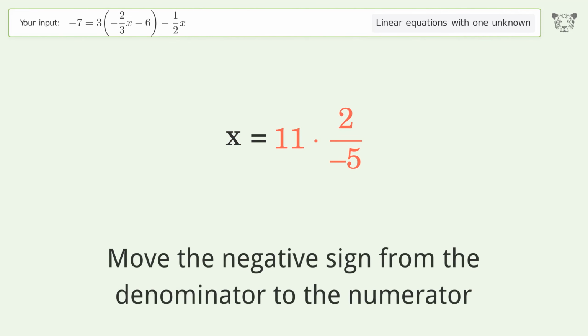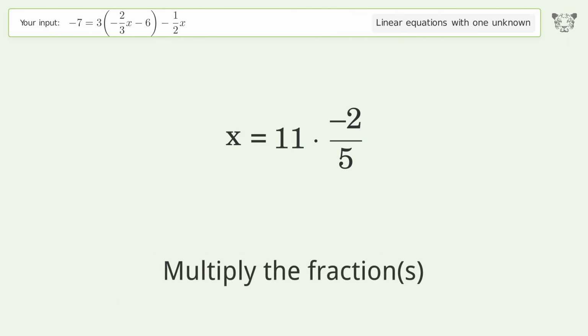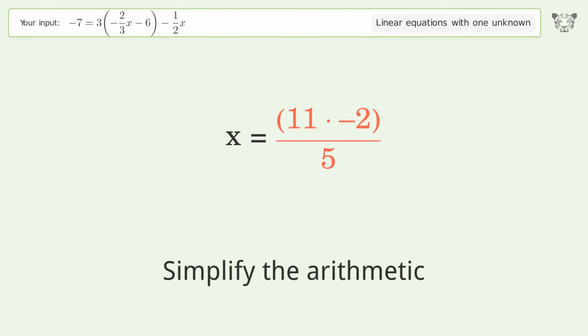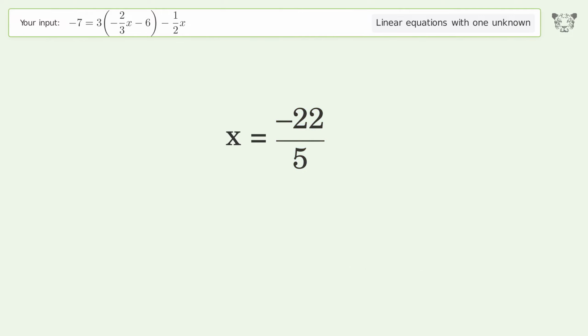Move the negative sign from the denominator to the numerator. Multiply the fractions. Simplify the arithmetic. And so the final result is x equals -22/5.